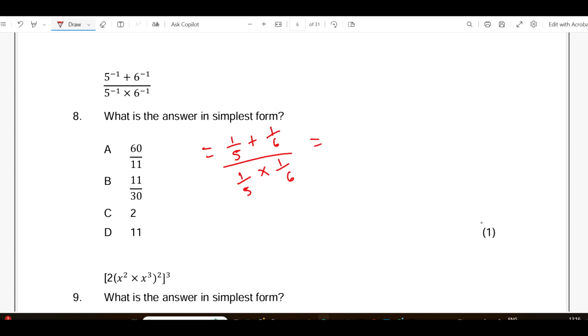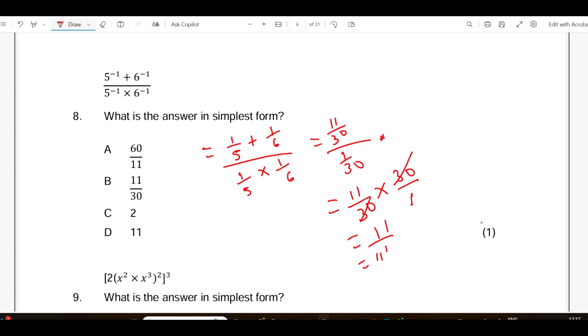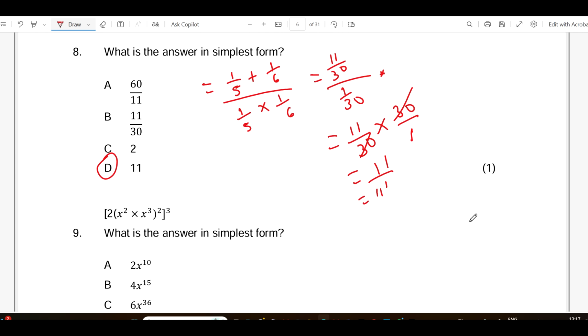1 over 5 plus 1 over 6 is going to be 11 over 30, divided by 1 over 5 times 1 over 6, which is 1 over 30. And we are turning this division into multiplication. This one will be in the numerator and this one will be in the denominator. It's going to be 30 over 1. This 30 and this will cancel. I'll be left with 11 over 1, and the answer is 11. The correct answer is D.